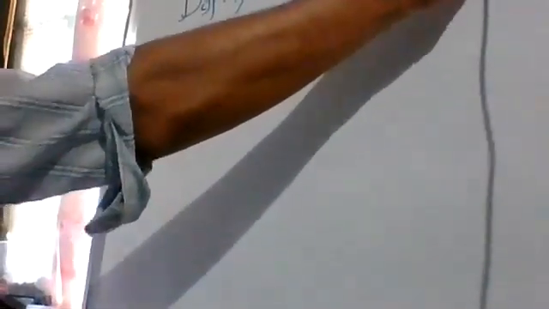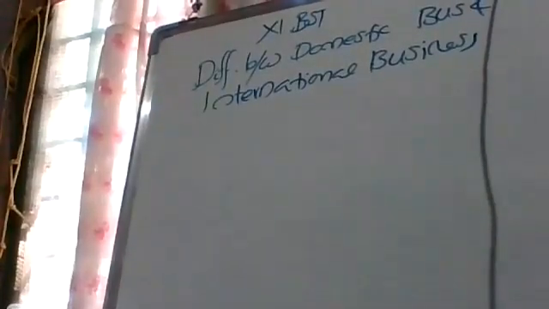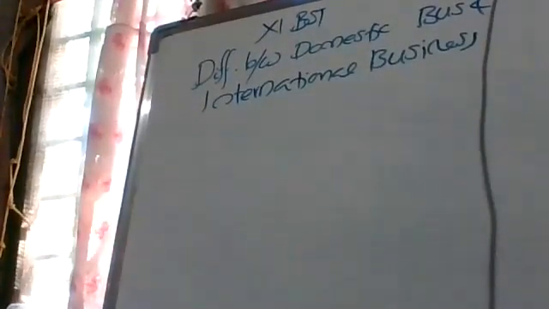Difference between domestic business and international business. So now what you're writing is not visible, sir. You're seeing now? Yes, sir. Your book, page number 10.2. If you take the textbook, page number 10.2.